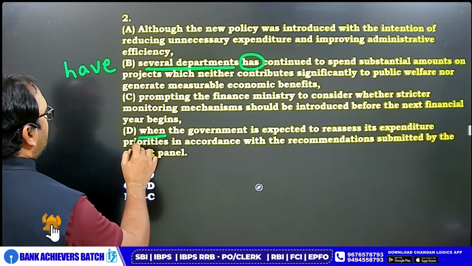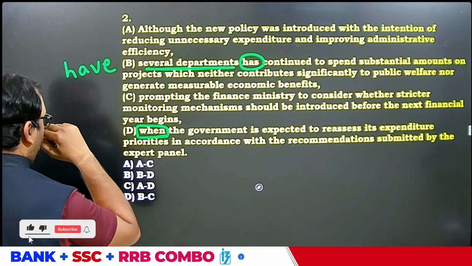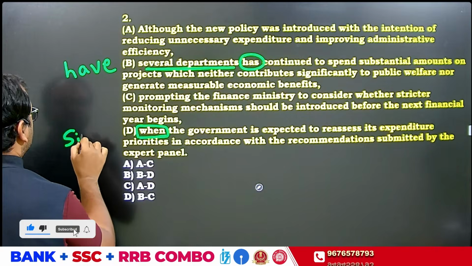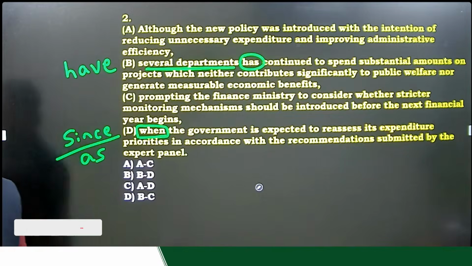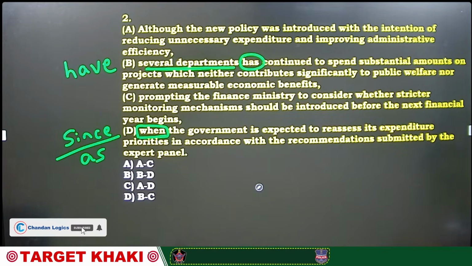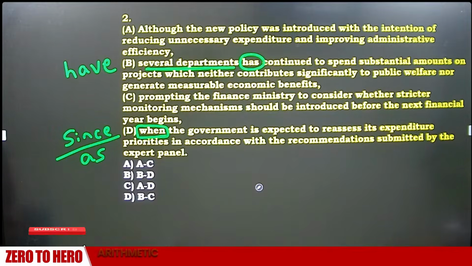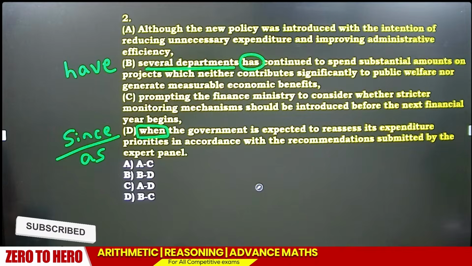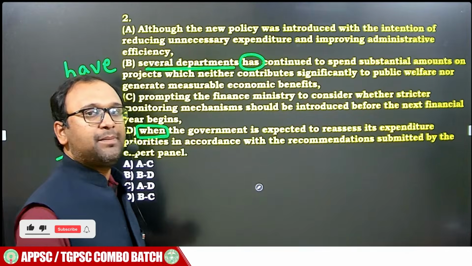Here, my dear friends, when is wrong. Here you have to use since or as. When you read the sentence, you will understand. Since the government is expected to reassess its expenditure priorities in accordance with the recommendations submitted by the expert panel. So I'll give you one simple example for you to understand.